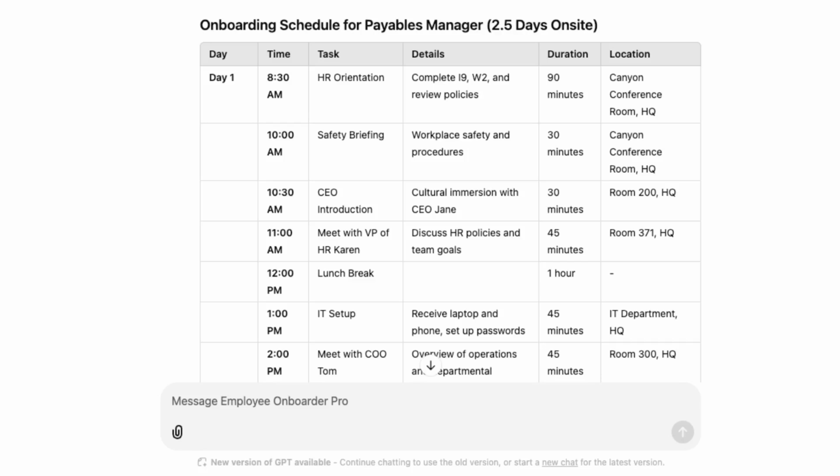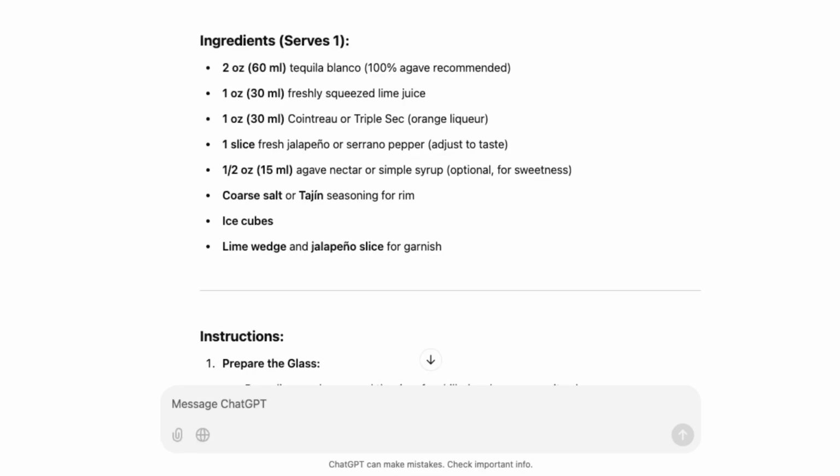Here I've created a utility so that you could create a custom onboarding schedule for a payables manager who would be in town for 2.5 days. Or of course you could use ChatGPT as most people do and just have it provide you the recipes for your spicy margaritas, because of course using sweet and sour in a margarita is tragic.